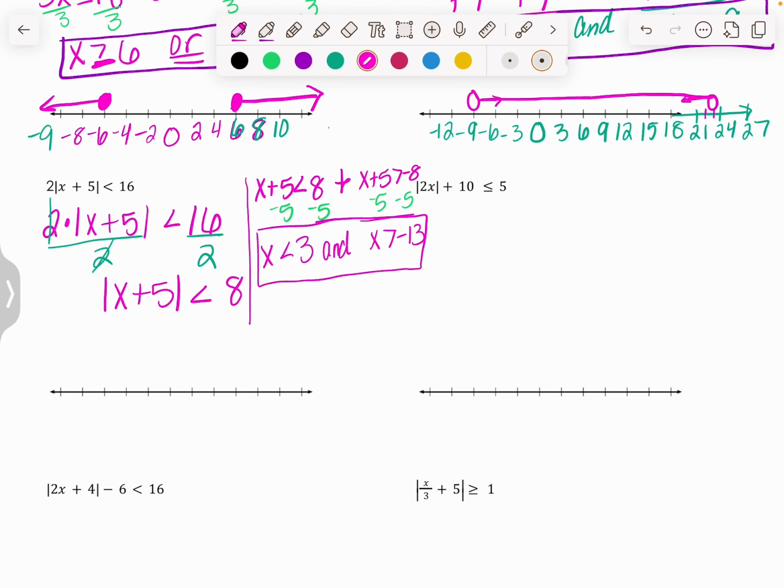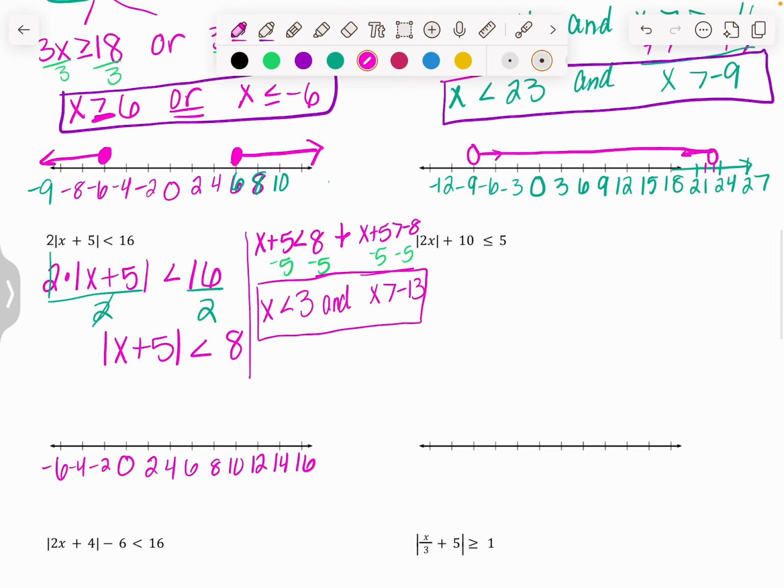Let's see. We can probably make it if we count by 2s. 0 right here, 2, 4, 6, 8, 10, 12, 14, 16, -2, -4, -6. So you do have to do a little bit of thinking before you make your number line. Then 3 is halfway between 2 and 4. It's going to be an open circle there. And then -13. Oh, I went the wrong way.